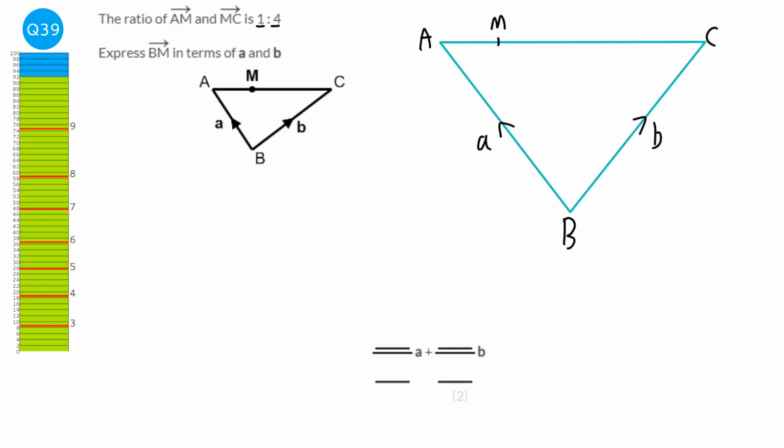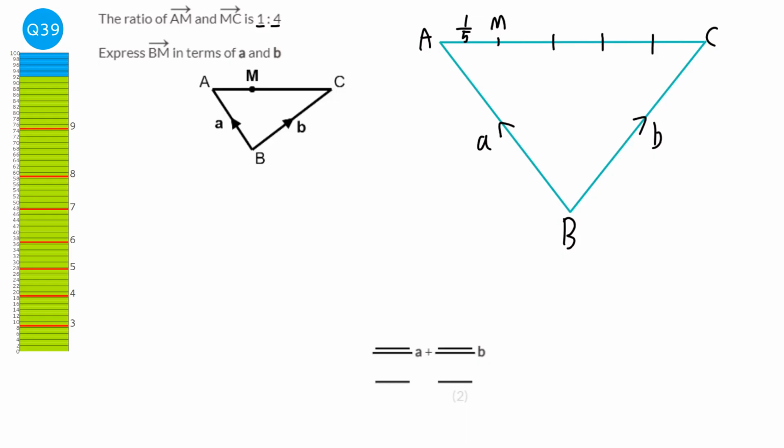And what is really helpful sometimes is just to label in the sections. So if A to M is one section, we've got 4 of the sections from M to C. So just put notches there to show the 4 sections. And we can see straight away that A to M is 1/5 of that distance.